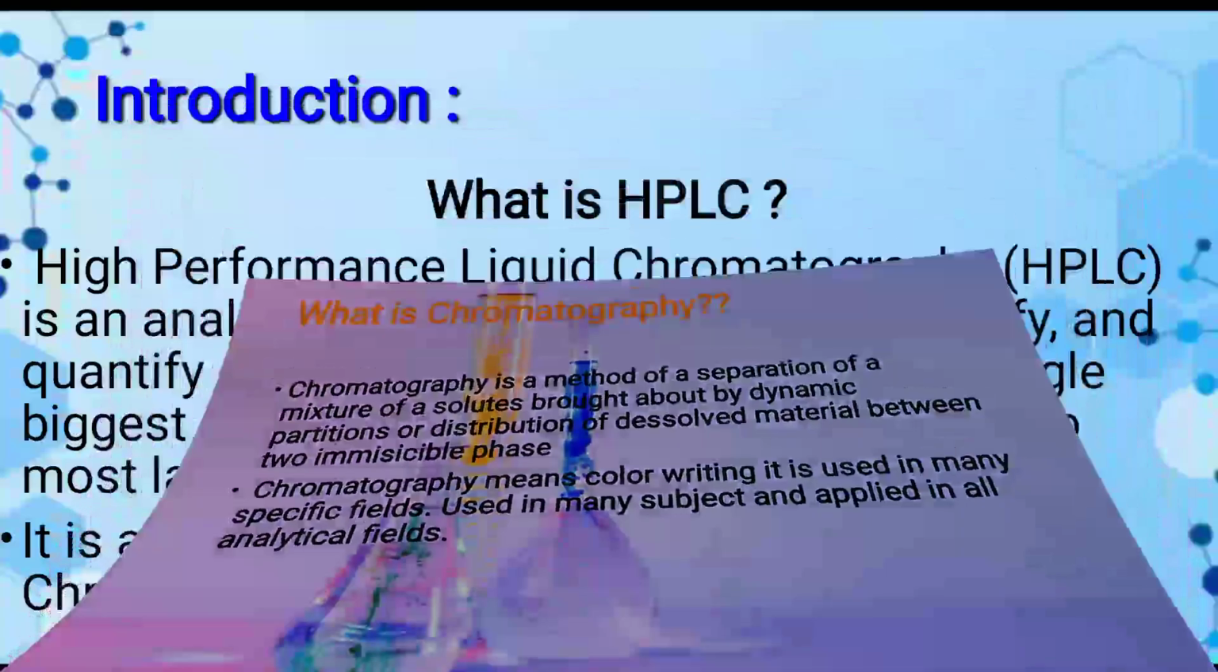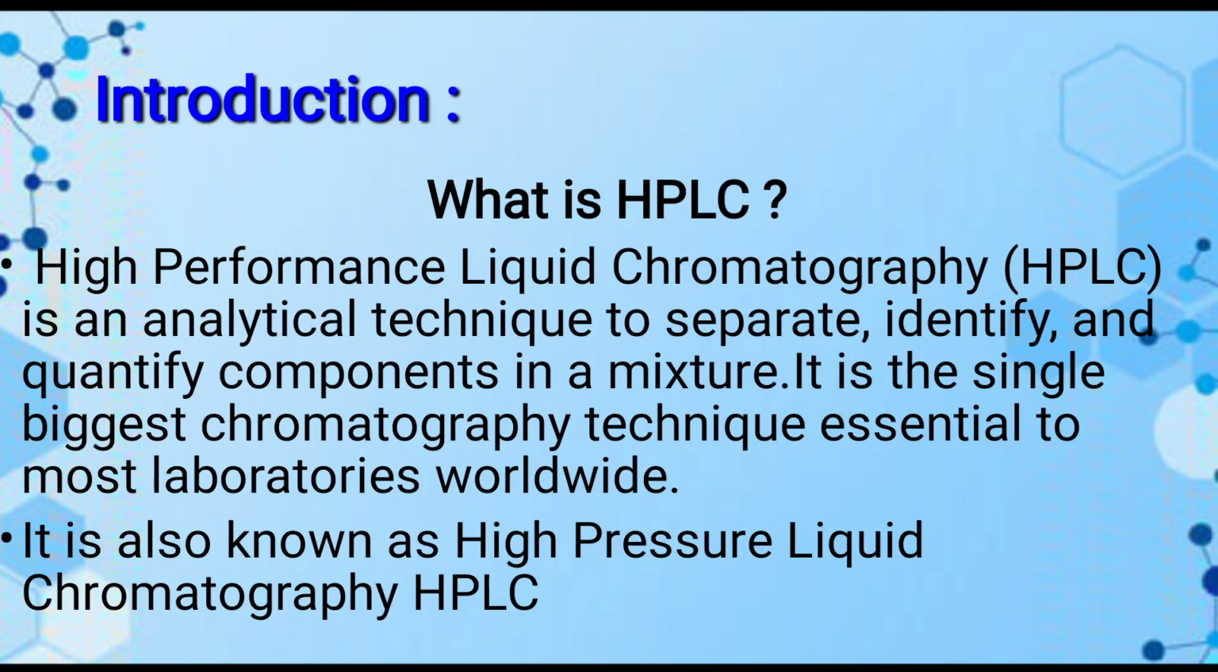Now I am going to start high performance liquid chromatography, that is also called HPLC. As its name suggests, high performance means it will give proper separation, identification, and also quantification of our mixture of compounds. Sometimes it is also known as high pressure liquid chromatography, because in this technique high pressure is used, from 1000 to 4000 psi, for proper and rapid separation of the mixture of compounds. So this is an analytical technique used to separate, identify and quantify the mixture of compounds.